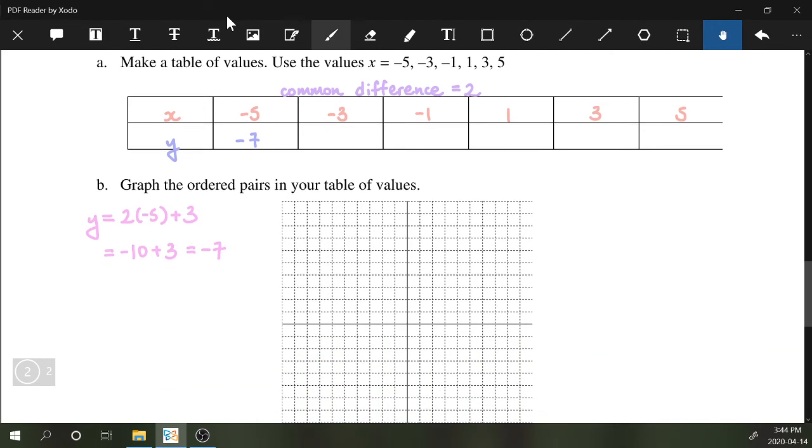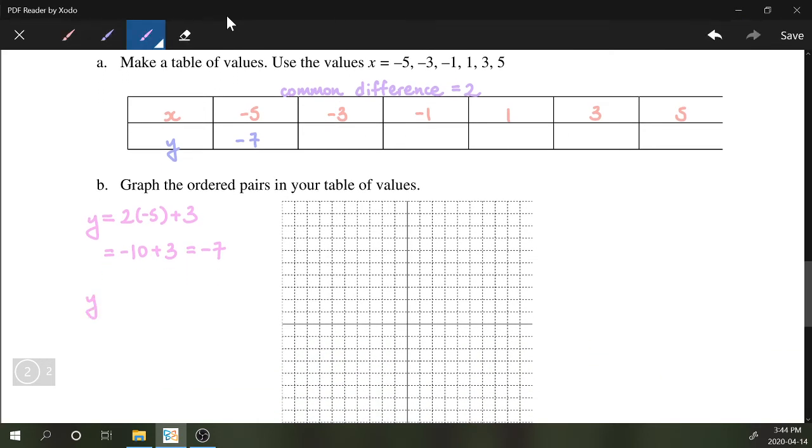Just going to do a couple more to see if there's a pattern. Now 2 times negative 3, the next x value, plus 3. So that will give us negative 6 plus 3, which is of course negative 3. So here the corresponding y value is negative 3. One more. 2 times negative 1 plus 3. That will give us negative 2 plus 3, which of course is 1. So the corresponding y value for x equals negative 1 is 1.